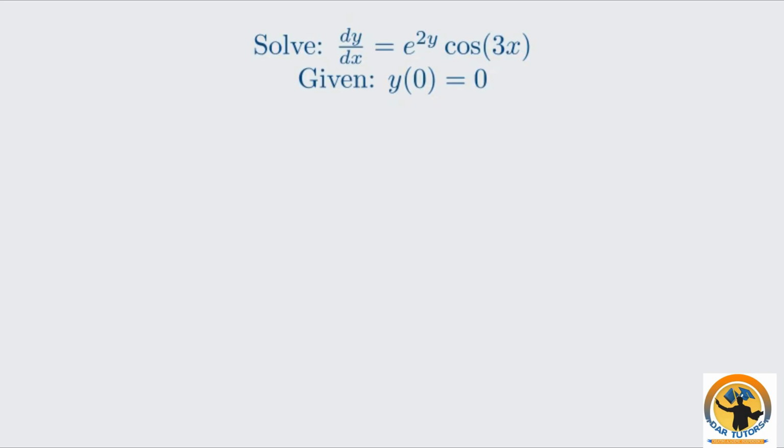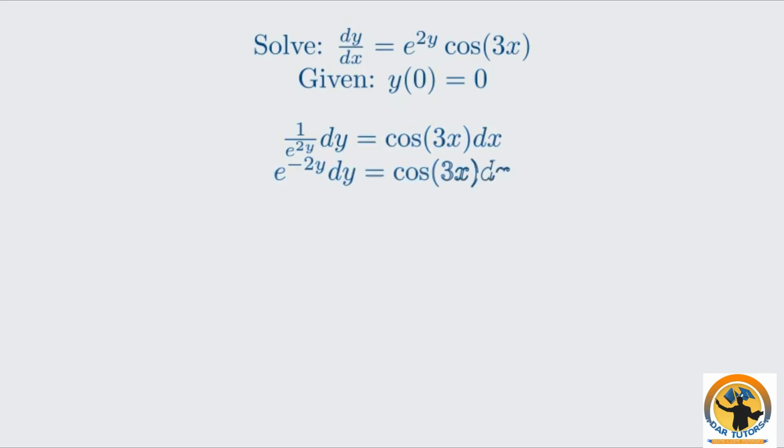First, we separate the variables. We divide by e to the power of 2y and multiply by dx. This gives us 1 over e to the power of 2y dy equals cos of 3x dx. We can rewrite the left side as e to the power of negative 2y dy. Next, we integrate both sides. We set up the integrals. The integral of e to the power of negative 2y dy equals the integral of cos of 3x dx.